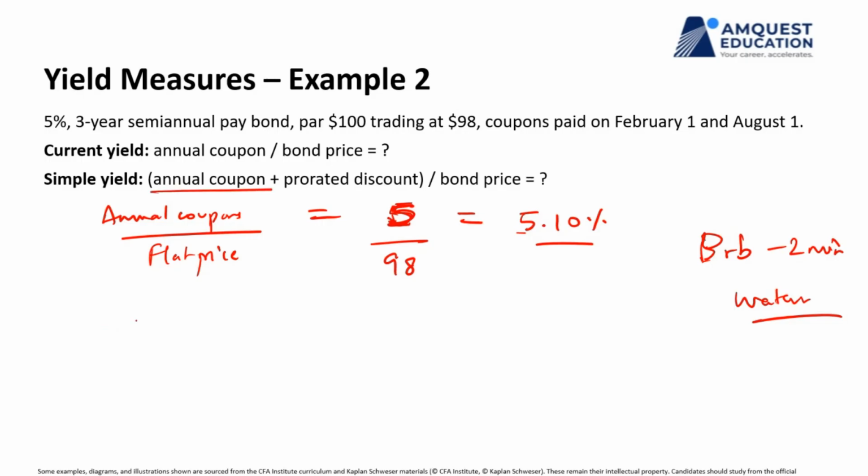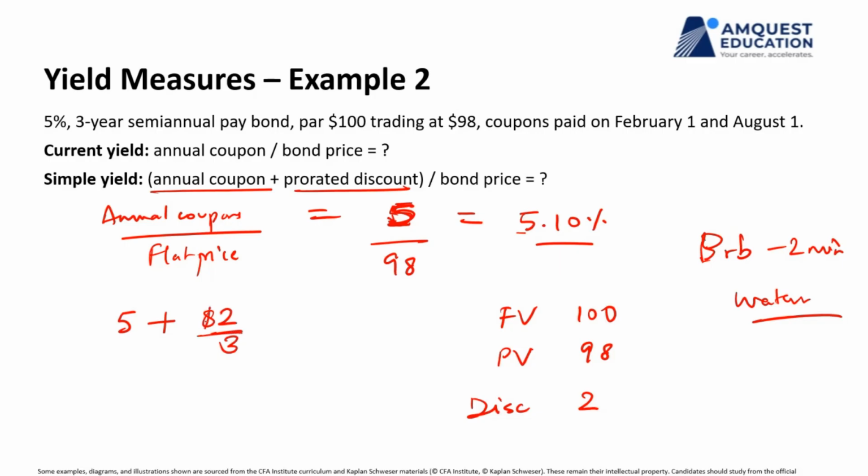Yeah, for simple yield, $5 is the annual coupon. And what is the discount? Now, how do you calculate a discount? So the bond's face value is $100. The price of the bond is $98, which means the discount is $2. And this discount is for a 3-year period. So I have a $2 discount in 3 years, right? So every year the pro rata discount will be 2 by 3.